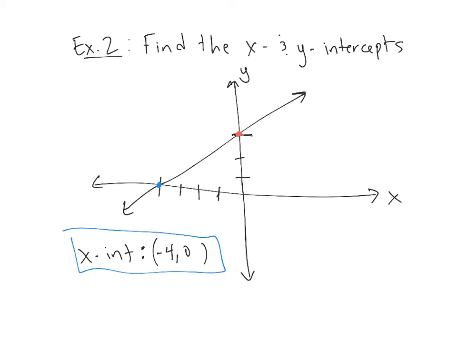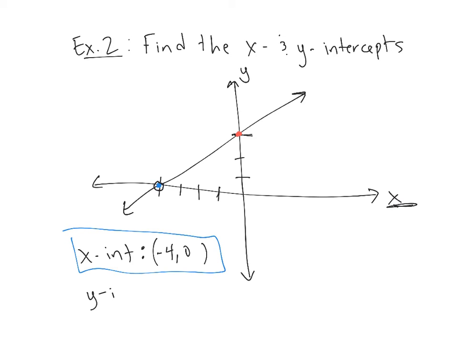All right, so hopefully you realized we're talking about that blue point there, 4 spaces to the left, because the x-intercept is where it crosses the x-axis, and our x-axis is right here, the left to right. So that blue point would be the one. 4 spaces to the left, -4, and not up and down at all, so (-4, 0).